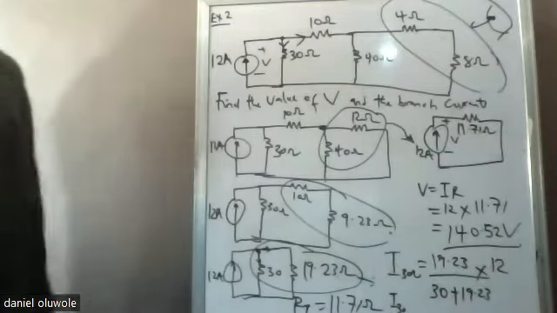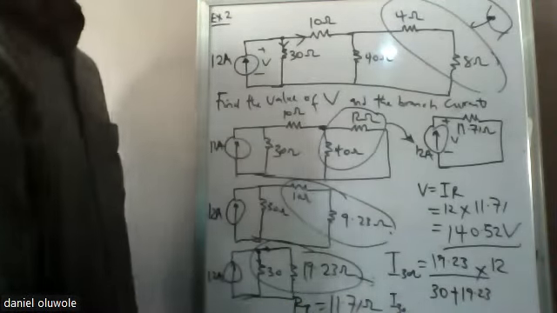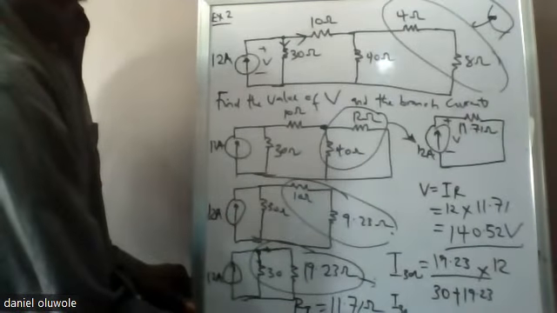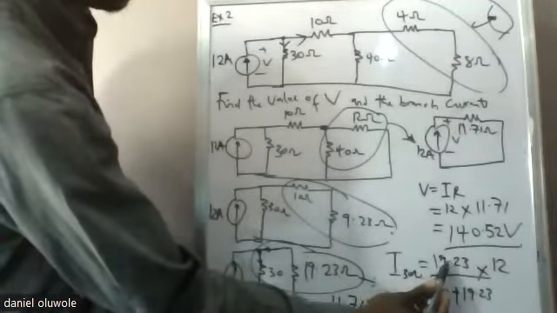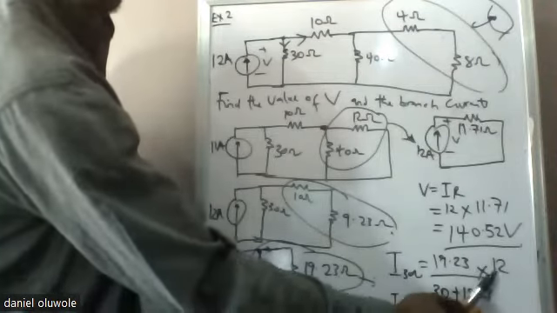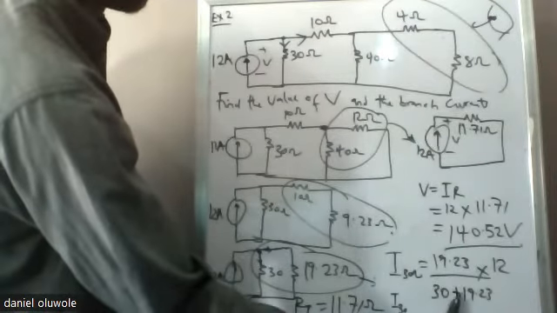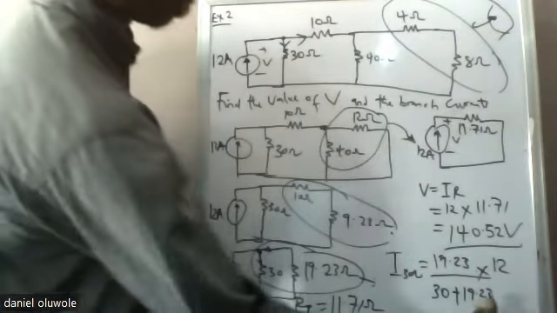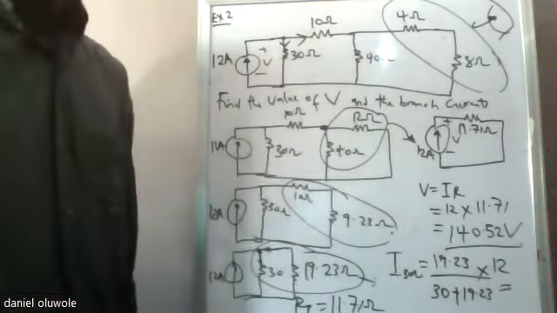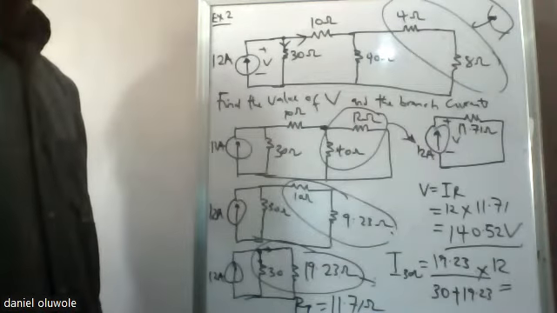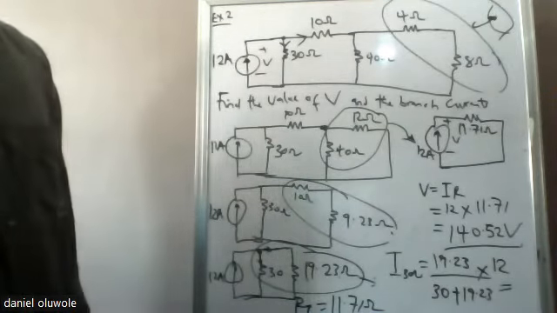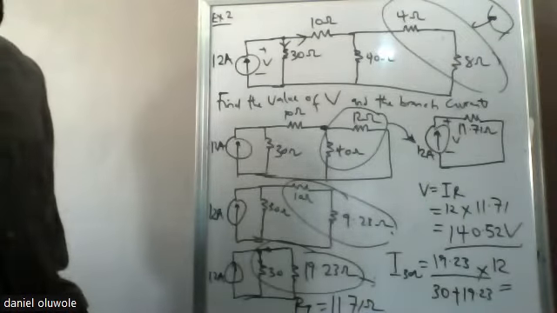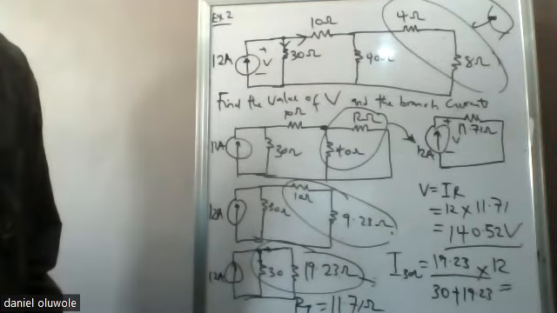I can't see very well. Okay, you can't see. What I have here is actually 19.23 times 12 divided by 30 plus 19.23. So that will give us a value, divided by the sum of 30 and 19.23.